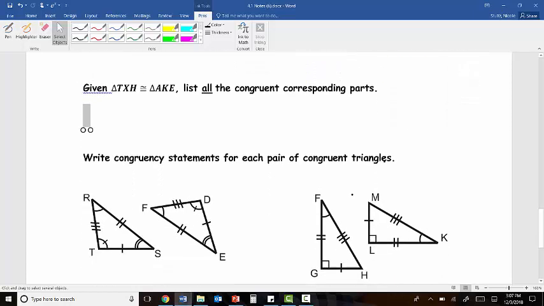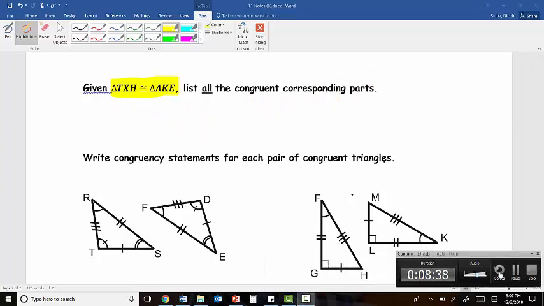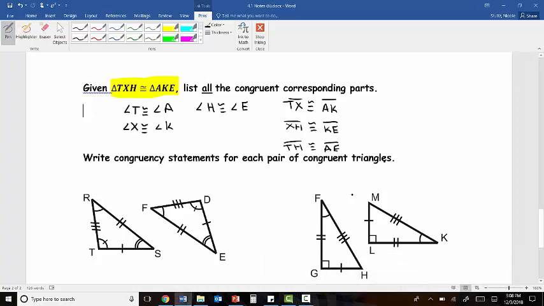So what I want you to do is pause the video, and you're going to take your own congruency statement right here, and I want you to make a list of all the congruent corresponding angles. So all the angles, all the sides, etc. Hopefully you came up with angles T and A, X and K, and H and E, and then all your corresponding sides.